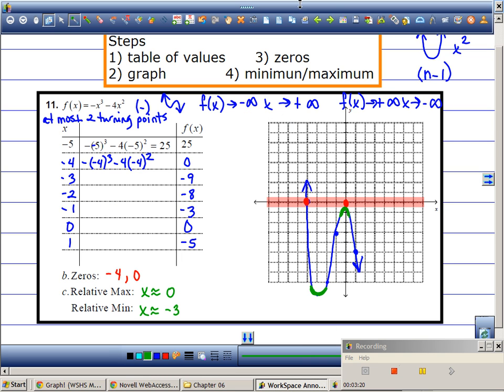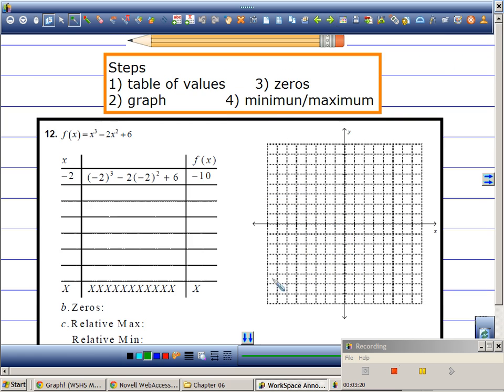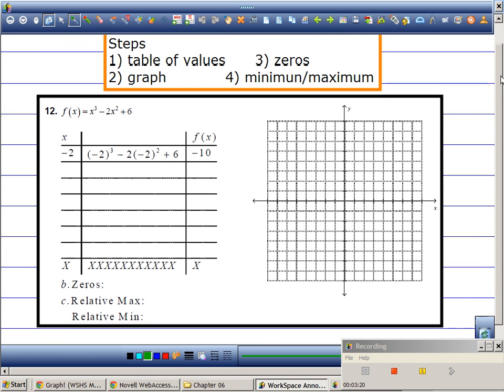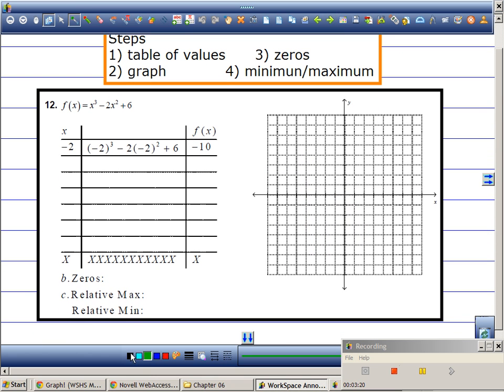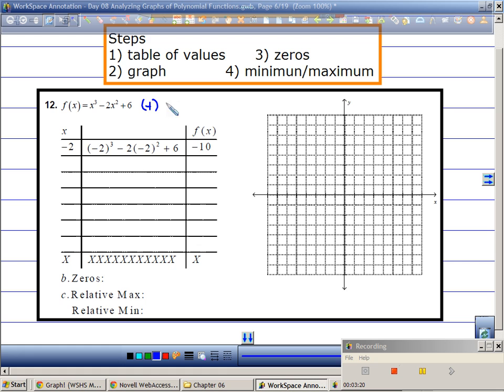Okay, let's try another one, and then I'll give you your notes, and you can go ahead and copy this down. Okay, here's another one. Let's talk about what it's going to look like. It's positive. Perfect. What else do we know about it? There's 2 at most, right? So, I should say it the other way around, less than or equal to 2 turning points.